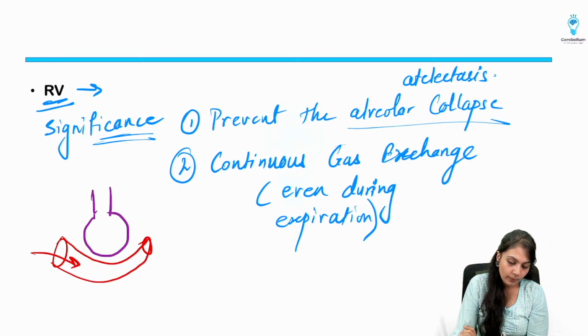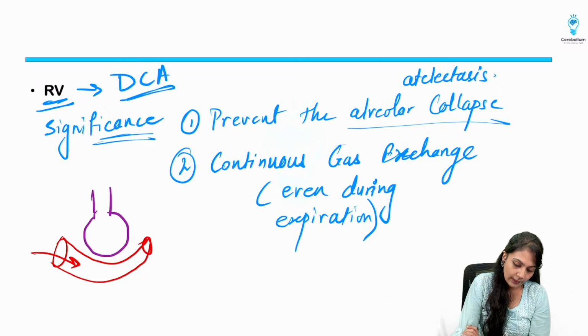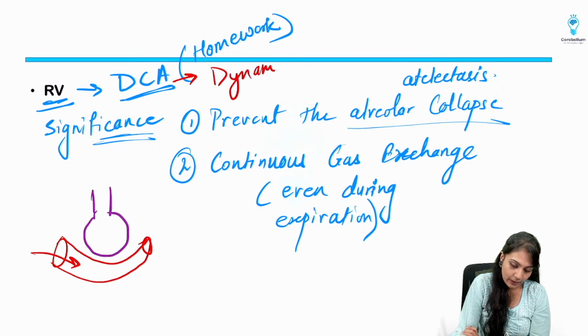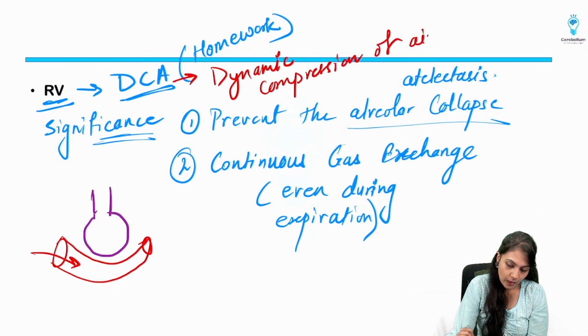The residual volume is because of, if you get the time, remember to read about the DCA, that is your homework. What is DCA? I'll just tell you the full form over here. Dynamic compression of airways. Especially in this case, we talk about the intrathoracic airways.